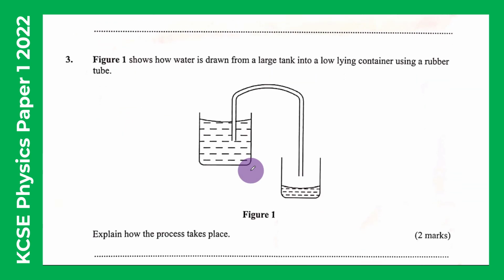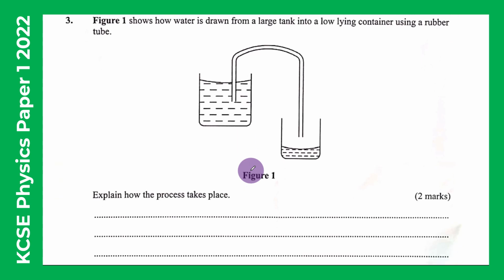Let's look at question 3. And here we are at question 3. What are we asked? We are told that figure 1 shows how water is drawn from a large tank into a low-lying container using a rubber tube. And we know that this is how actually the siphon works. Explain how the process takes place. So first of all, we must fill up this tube with water, that liquid which we want to transfer from the container. So fill up the tube with that liquid.